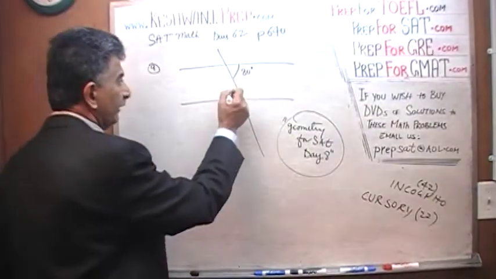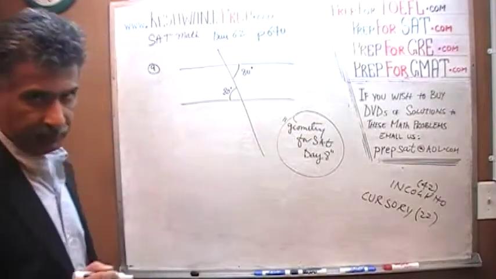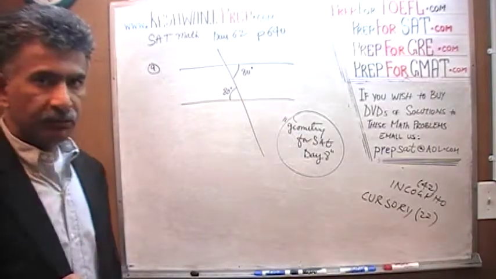So if this is 80 degrees, then this must also be 80 degrees. This is a fact. These 2 angles are equal to each other.